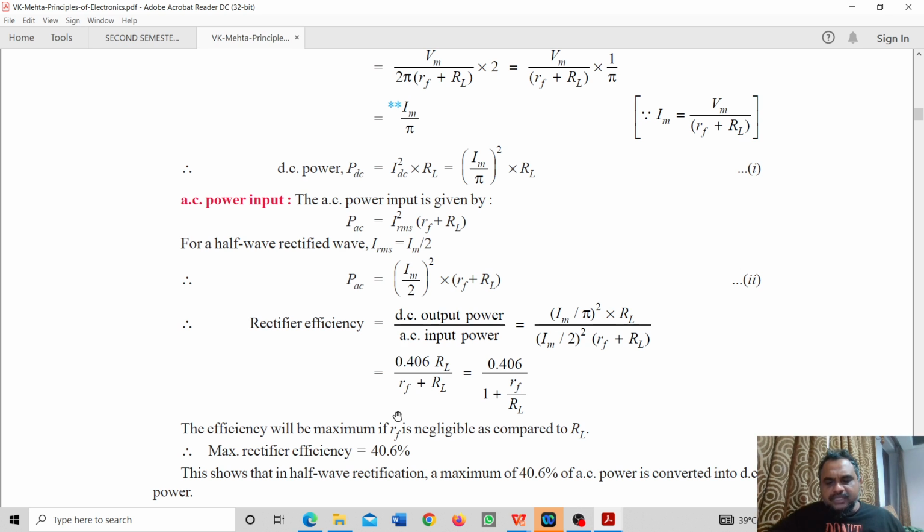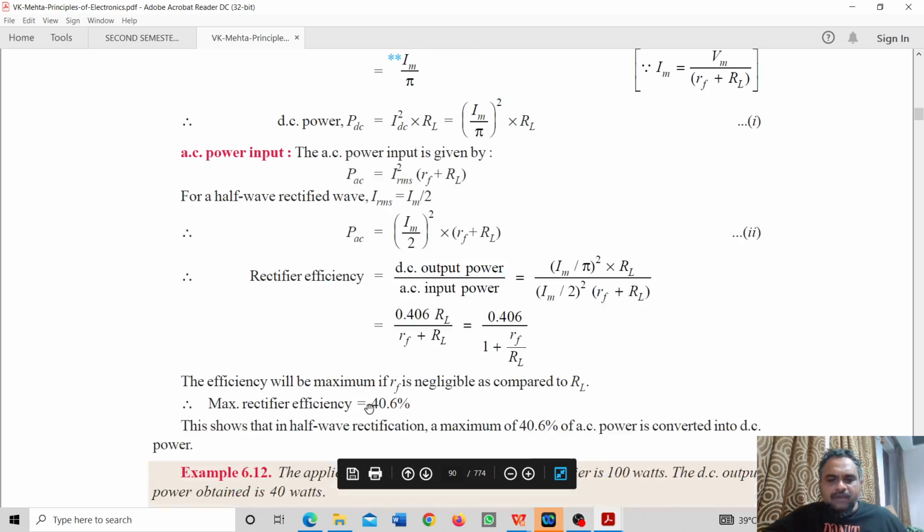which means that the maximum efficiency of a rectifier is only 40.6%, because it is obvious that half of the cycle is not present in the output and is lost. So the efficiency is less than 50%, only about 40%. That means you are wasting the negative half cycle in this rectifier. So 40% of the AC power is converted to DC power in this half-wave rectifier.